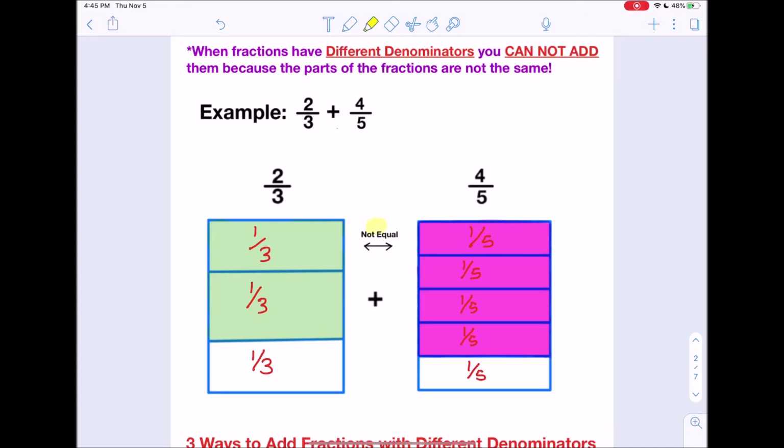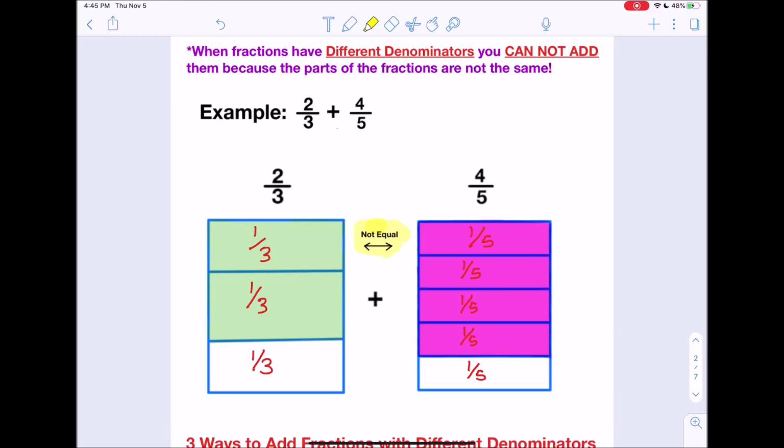And you will notice that the parts are not equal. The 1/3 is much bigger than the 1/5. So we can't add them together because you would be adding 2 things to 4 things that are smaller. It doesn't make sense. And then it would be what? 6 out of what? Would it be 6 out of thirds? Would it be 6 out of fifths? It doesn't make sense because the parts are not the same size. Okay? The parts of the fraction are not the same size.